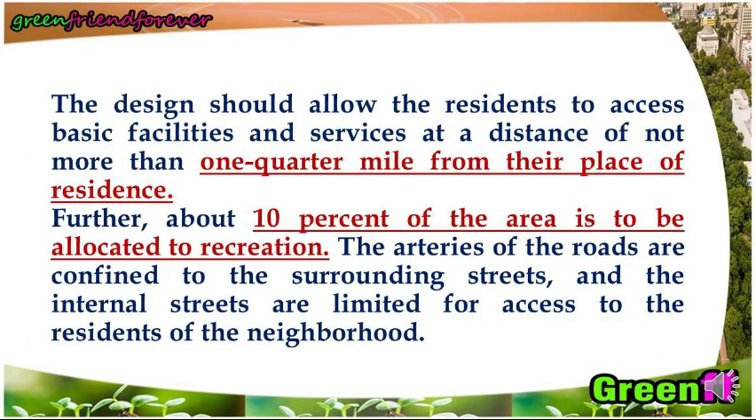The design should allow the residents to access basic facilities and services at a distance of not more than 1/4 mile from their place of residence. Further, about 10% of the area is to be allocated to recreation. The arteries of the roads are confined to the surrounding streets, and the internal streets are limited for access to the residents of the neighborhood.